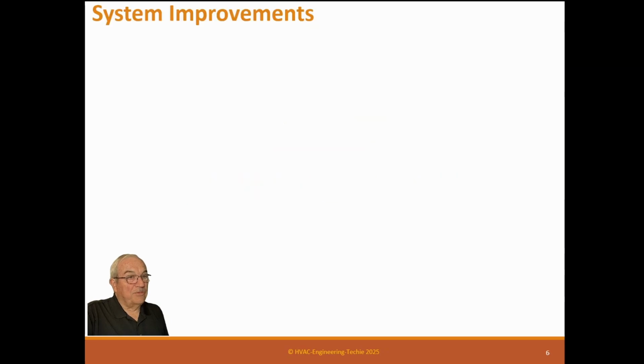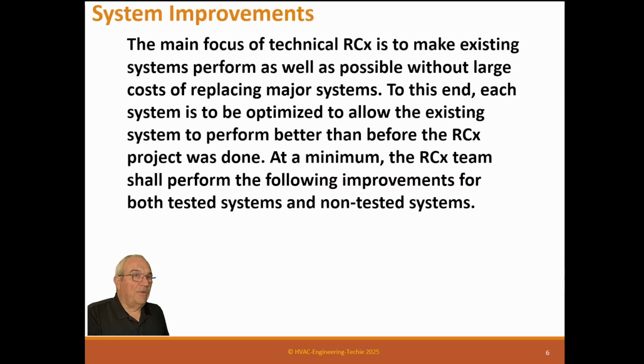So system improvements. The main focus of technical RCx is to make existing systems perform as well as possible without large costs of replacing major systems. To this end, each system is to be optimized to allow the existing system to perform better than before the RCx project was done. At a minimum, the RCx team should perform the following improvements for both tested systems and non-tested systems. So remember where we're at here in the project.